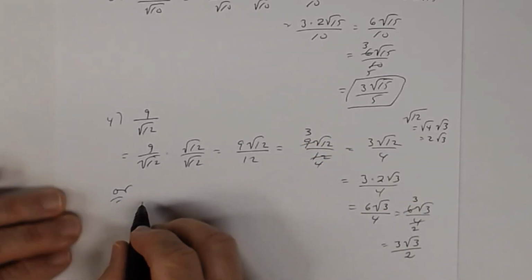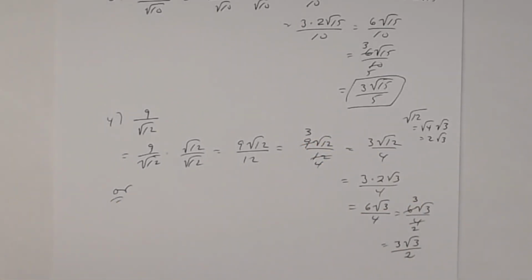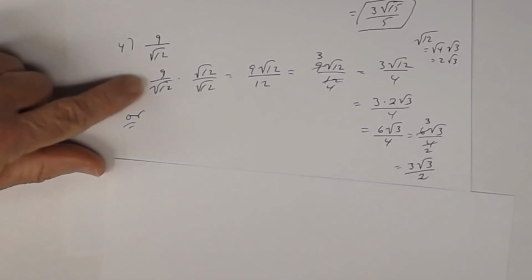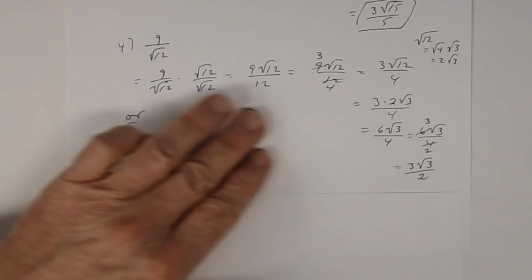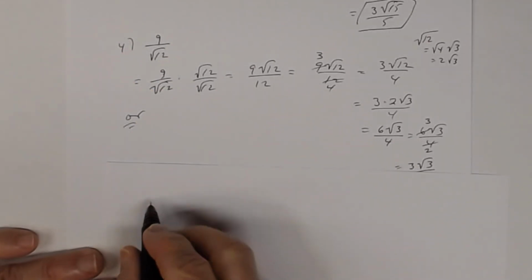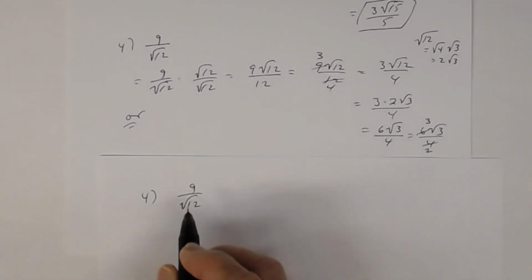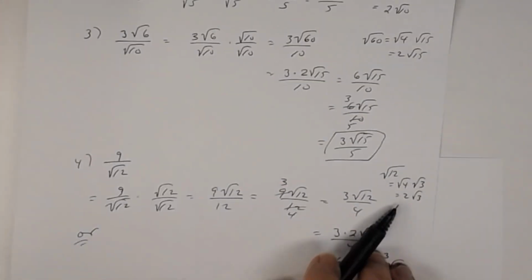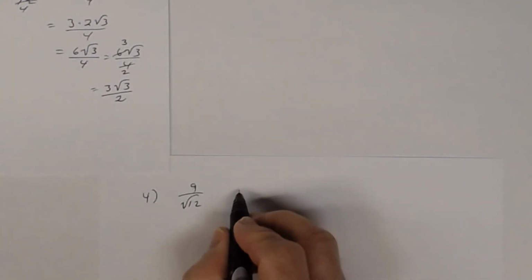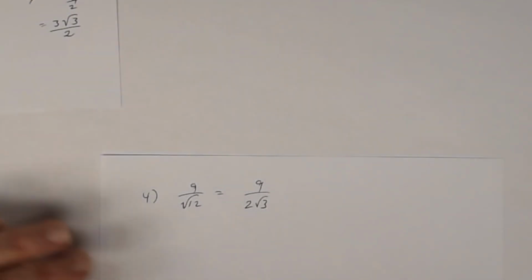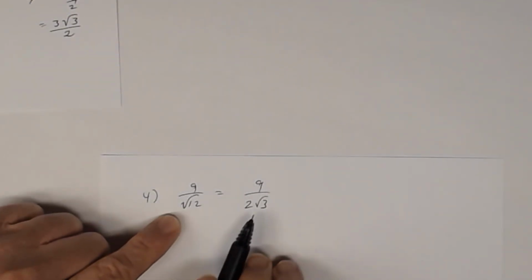So let me show you something. Let me go ahead and do it on another sheet of paper. Let me show you what some of you could have done as well. Now, this is what most students will do, and that's great. That's perfectly fine. But here's what someone else could have done. They could have said, well, I'm going to go ahead and simplify the square root of 12, which we know is 2 square root of 3. So this becomes 9 divided by 2 square root of 3, right? And that's true. The square root of 12 is 2 square root of 3.